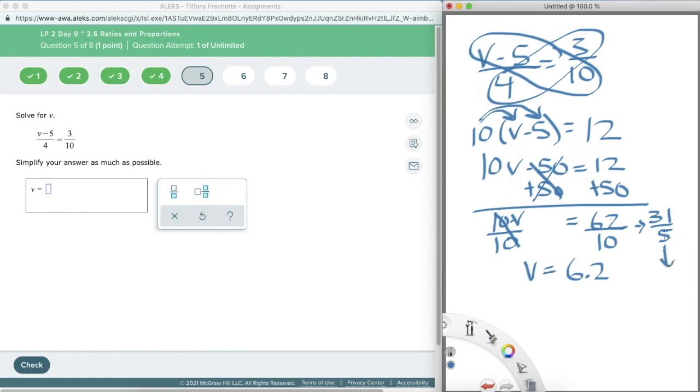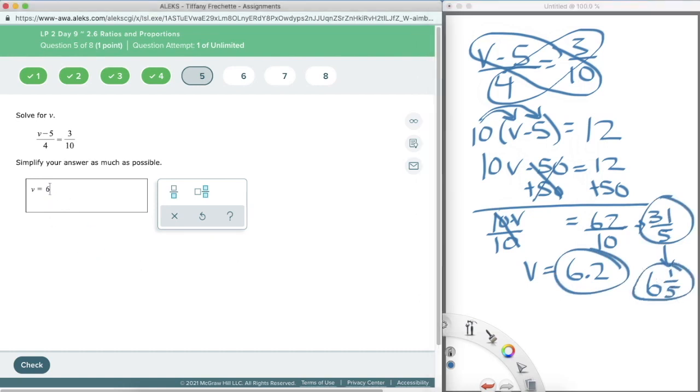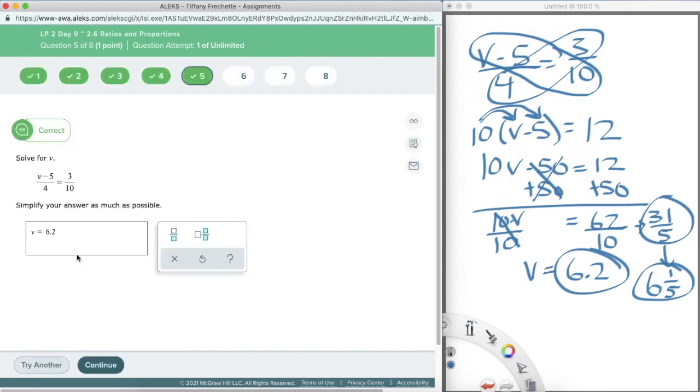Well, how many 5s can I pull out of 31? Well, that would be 6, right? Because that would get me to 30. And then I would have 1/5 left over. So 3 answers that all mean the same thing. But it all depends on what they let us type in here. So let's see, will they let us type in 6.2? They did. So they let me put in the decimal there.